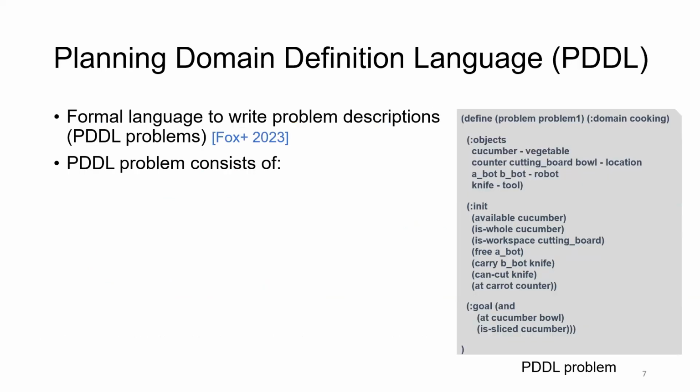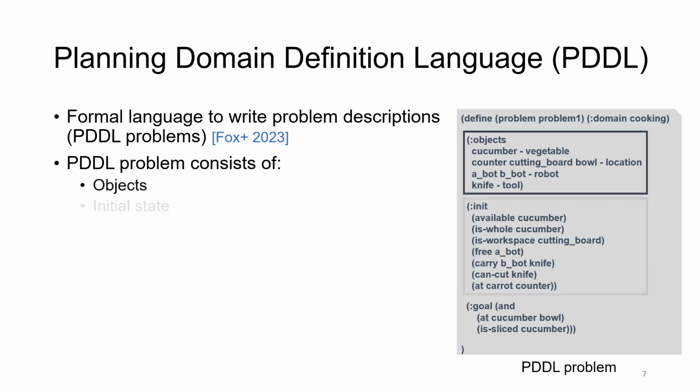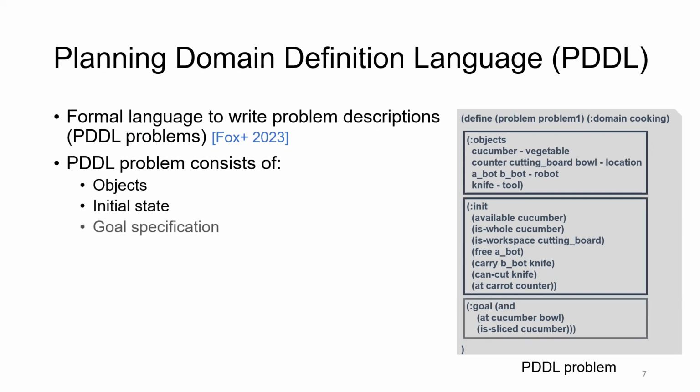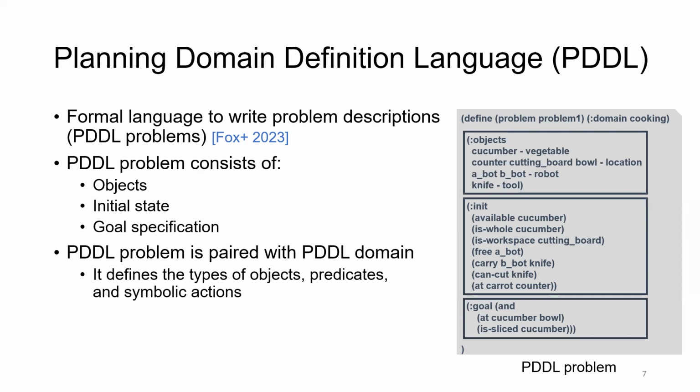Before explaining our framework, we briefly overview PDDL, Planning Domain Definition Language. In this work, we assume that the problem descriptions are written in PDDL. A PDDL problem consists of objects of interest, the initial state of the environment, and the goal specification of the task. A PDDL problem is paired with a PDDL domain, which is given in advance. A PDDL domain defines the types of objects, predicates that represent the initial state and the goal specification, and symbolic actions.